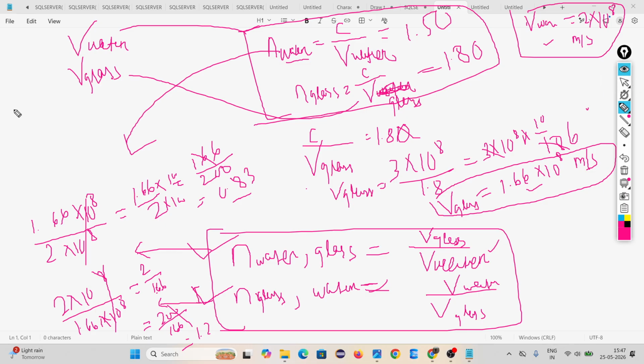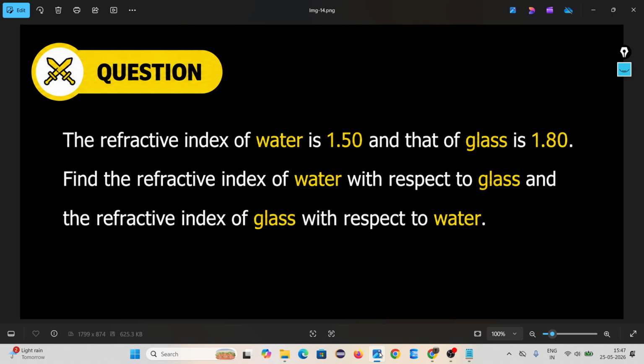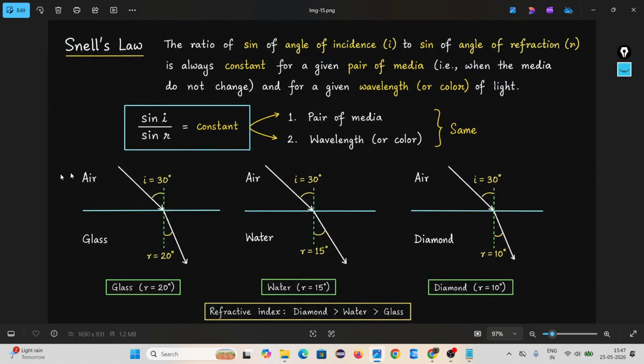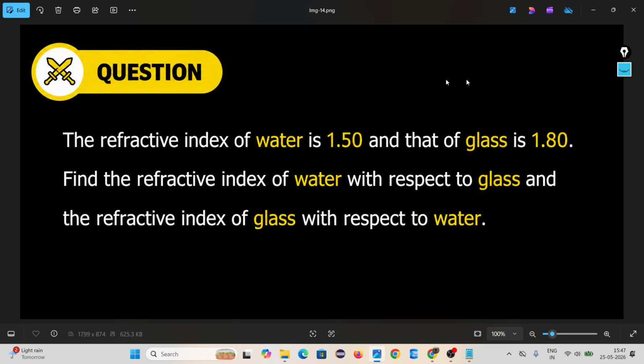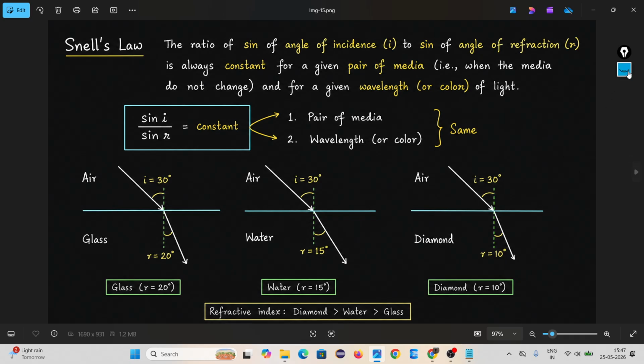This is the 2025 question. You have to prepare it. With this, we completed the refractive index concept. Then we come to Snell's law.